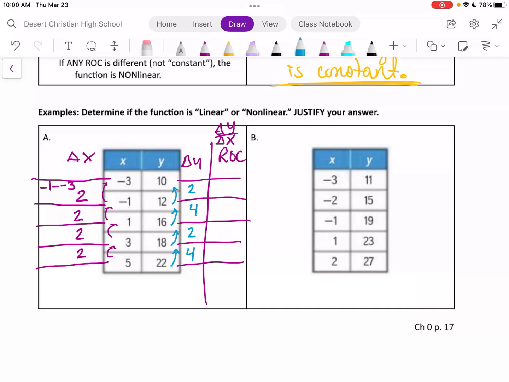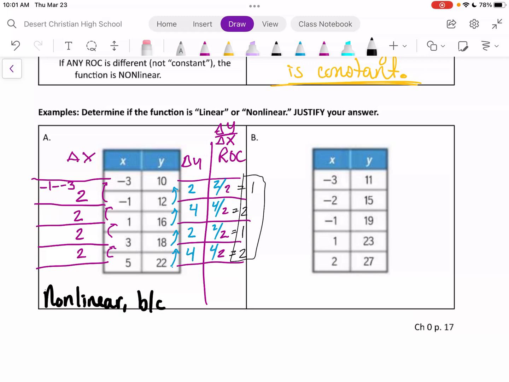Okay? Then my rate of change is delta y, 2, 4, 2, 4, over delta x, 2, 2, 2, 2, which simplifies to 1, 2, 1, and 2. So is this linear or nonlinear? Well, I do not have all the same rate of change, so this is nonlinear, because the rate of change is not constant.